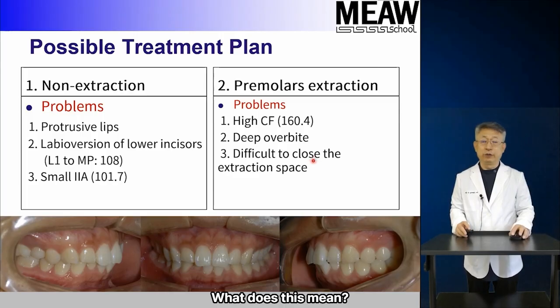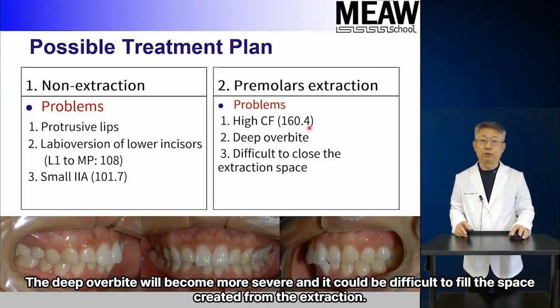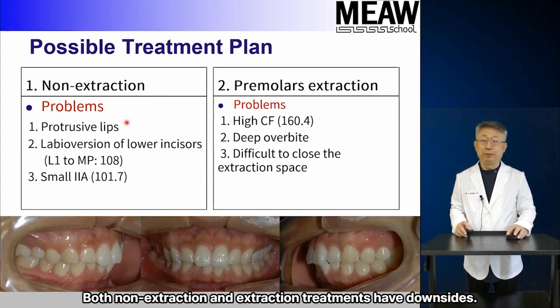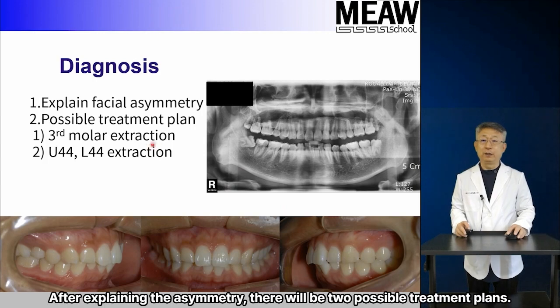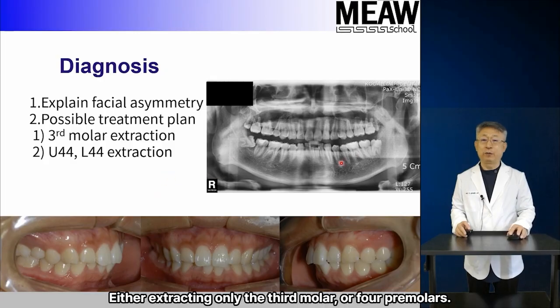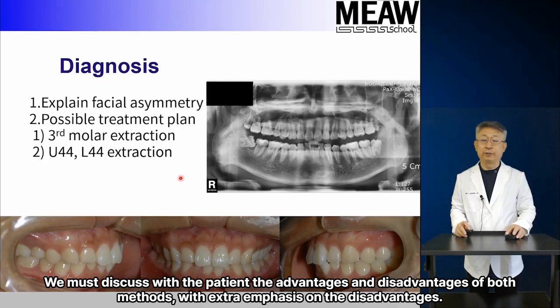What does this mean? The deep overbite will become more severe, and it could be difficult to fill the space created from the extraction. Both non-extraction and extraction treatments have downsides. In these cases, I also have dilemmas. After explaining the asymmetry, there will be two possible treatment plans, either extracting only the third molar or 4 premolars. We must discuss with the patient the advantages and disadvantages of both methods, with extra emphasis on the disadvantages.